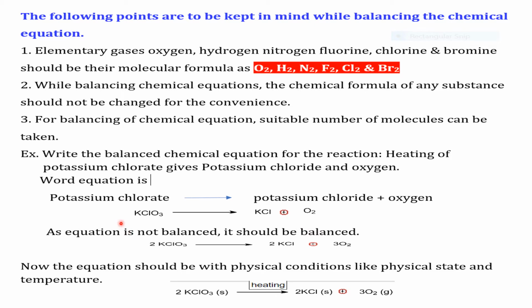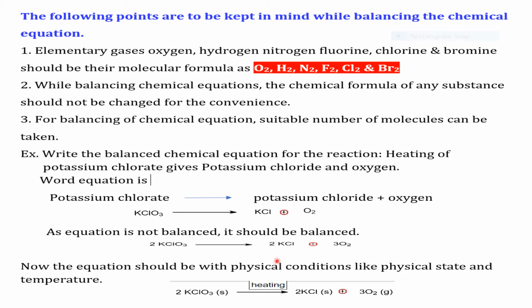Even if one element is not balanced, the whole equation is said to be not balanced. Therefore, the equation should be balanced. So here, if you take 2 units of potassium chlorate on the reactant side, then it has 2 potassium atoms and 2 chlorine atoms and 2 into 3, 6 oxygen atoms.